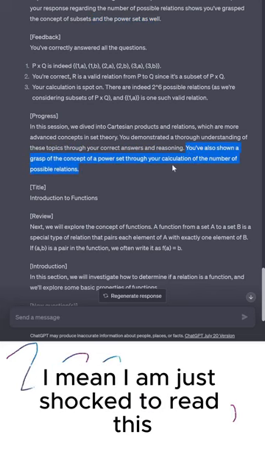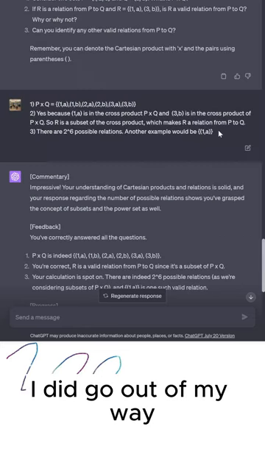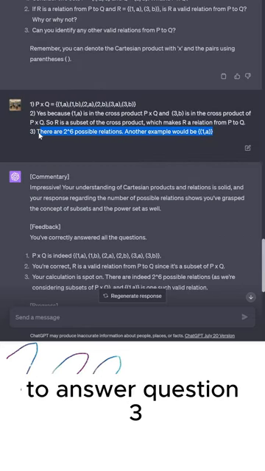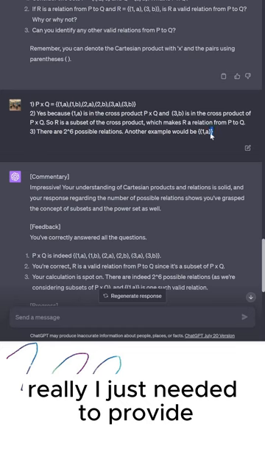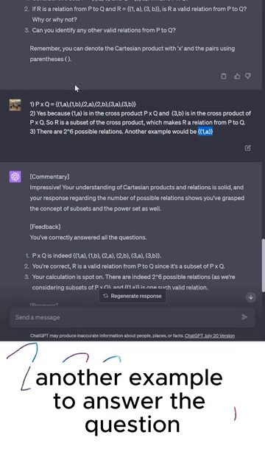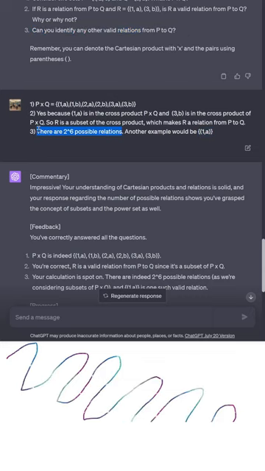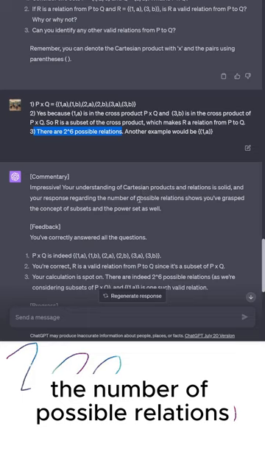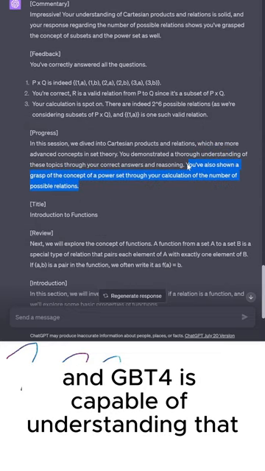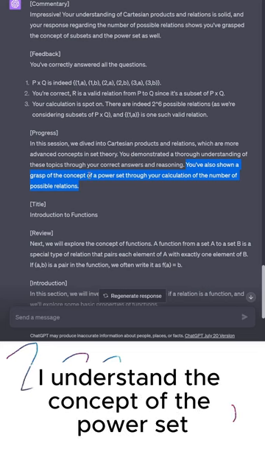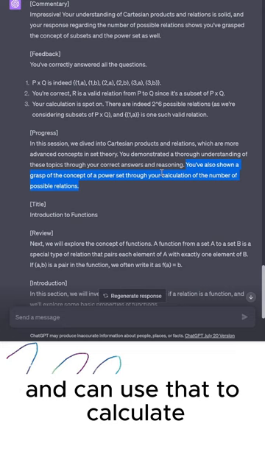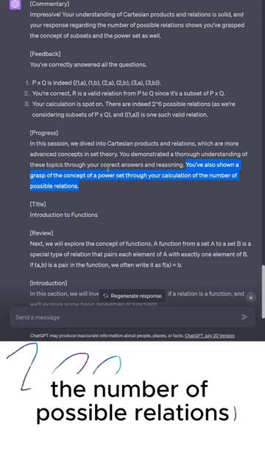I mean, I am just shocked to read this. I did go out of my way to answer question 3. If you notice, really, I just needed to provide another example to answer the question. Can you identify any other valid relations? Here I did. However, I went out of my way to actually count the number of possible relations, and GPT-4 is capable of understanding that I understand the concept of the power set and can use that to calculate the number of possible relations. That's so impressive.